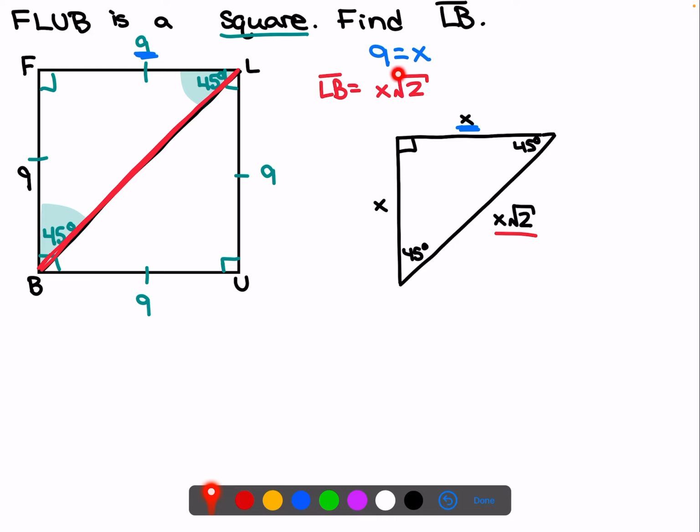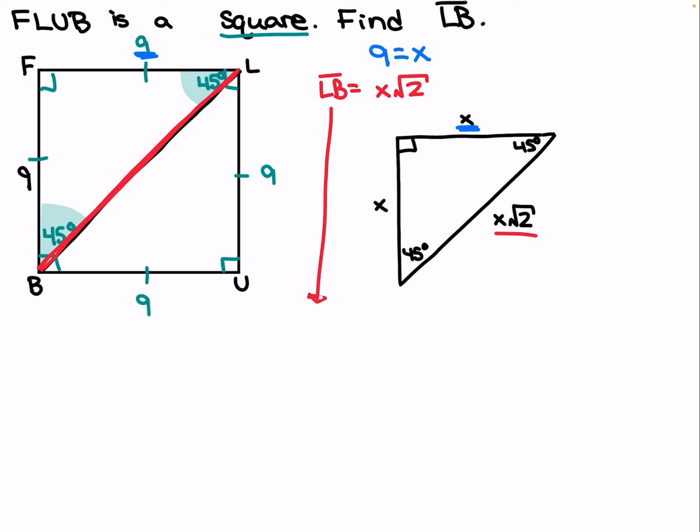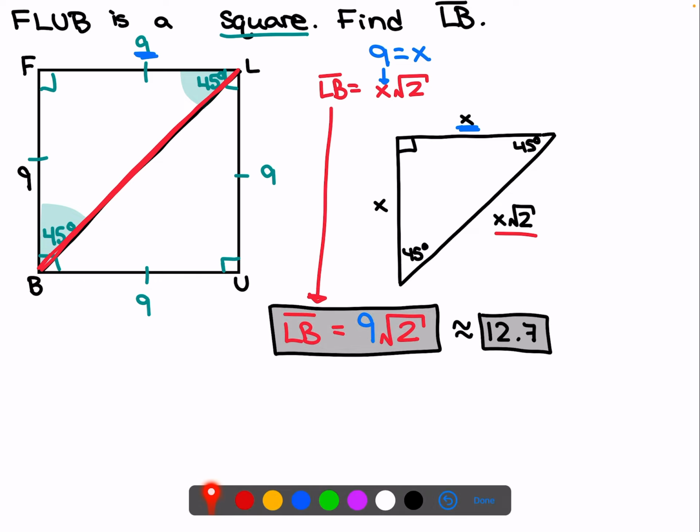Well, since we already have x, I'm just going to go ahead and plug in 9 for x. I'm going to substitute it in. And that'll give us LB is equal to 9 radical 2. If you enter that into your calculator, you get about 12.7. So that would be the length of LB, our hypotenuse, our diagonal. Further, the exact answer would be 9 rad 2, but oftentimes you'll need to enter it in as a decimal on your homework.